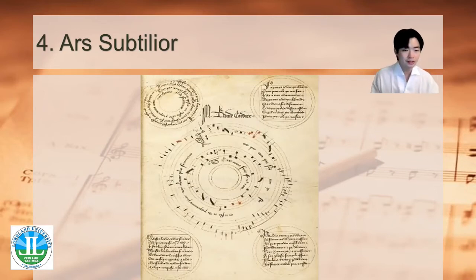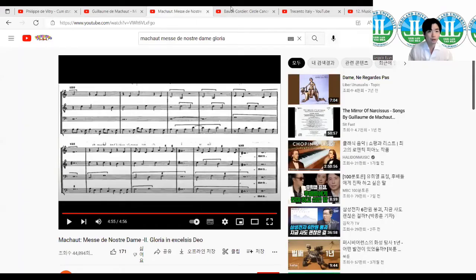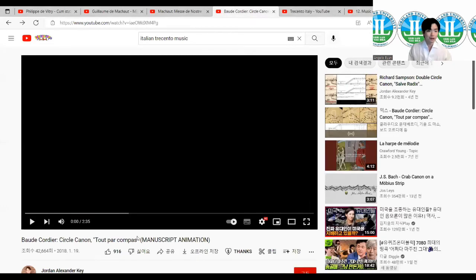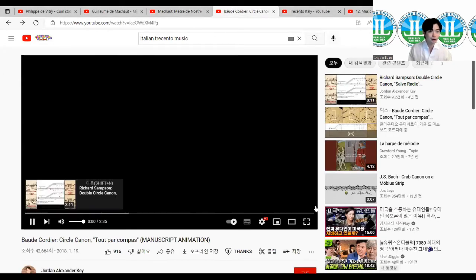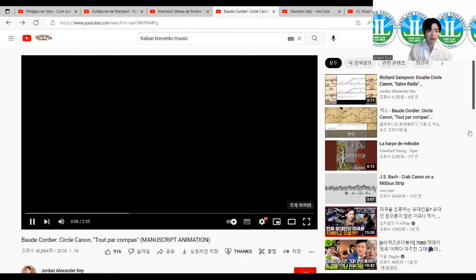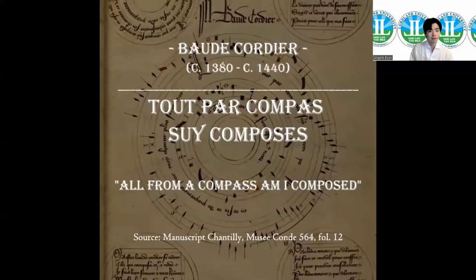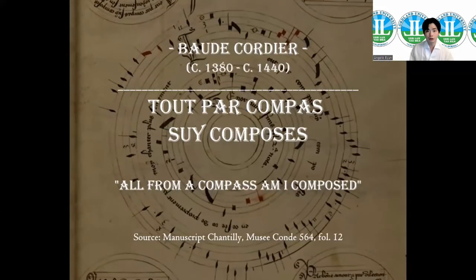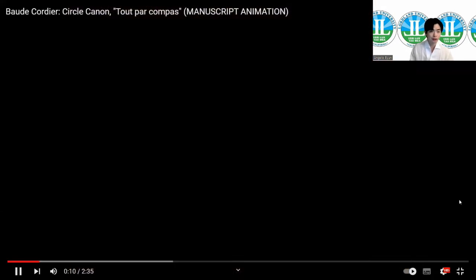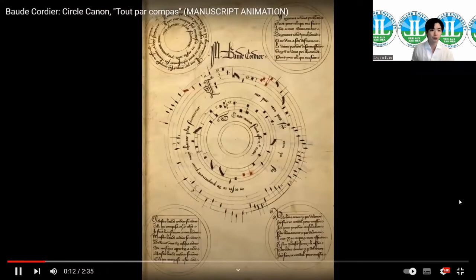So this is so gorgeous, and this is so unique because the music is so wonderful, and this style is so unique, you know. So I'm going to show you what the Ars Subtilior is. You can see how the music works with this notation system.